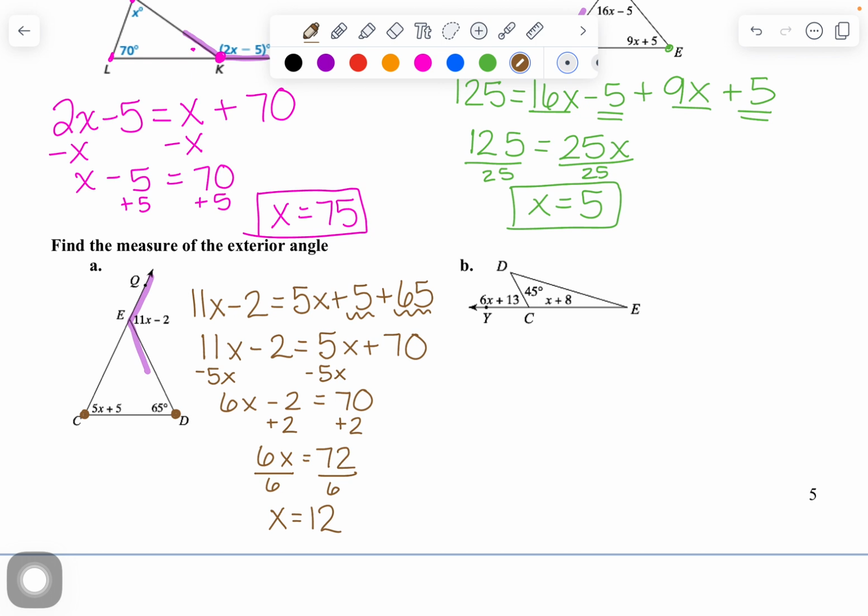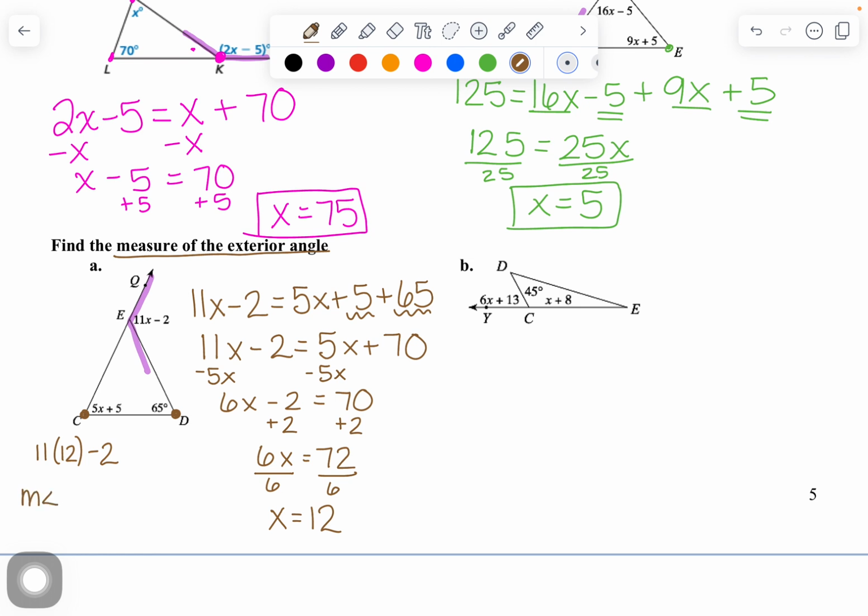The instructions had changed. Remember, this one says find the measure of the exterior angle, so we want to plug it back in. I want to plug it back into the exterior angle. That's the one that I've outlined in purple. So, that's the 11x minus 2. So 11 times 12 minus 2.